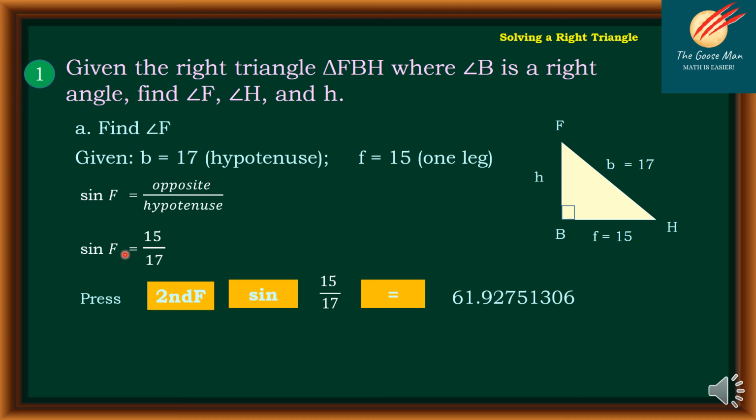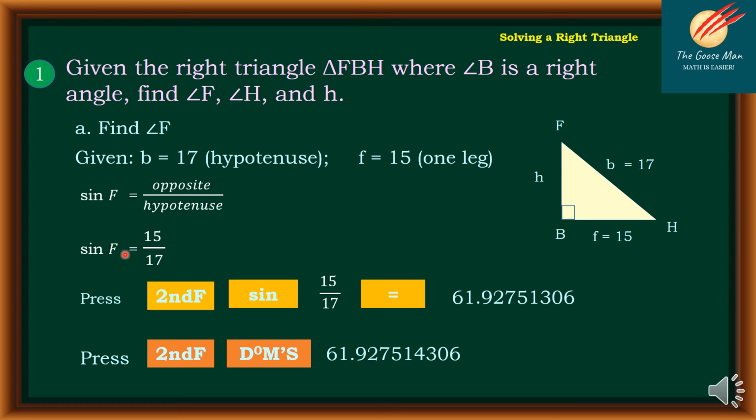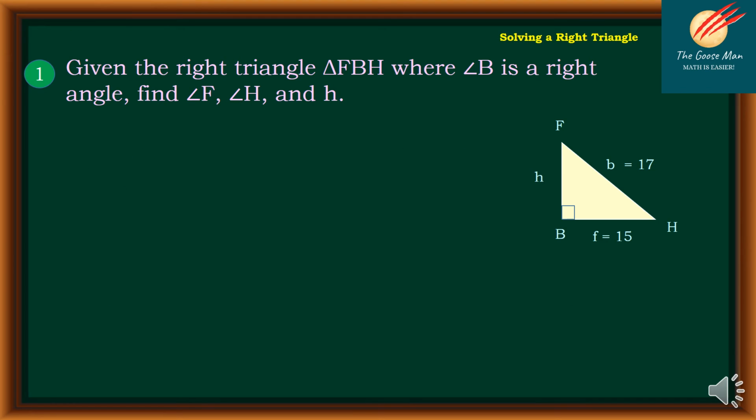61.92751306. Now, if we convert this into degrees, minutes, and seconds, press second function, DMS, 61.9275140306, and equal sign, so we come up with 61 degrees, 55 minutes, and 39.05 seconds. So this is the value of angle F. And our next exercise is to find angle H.